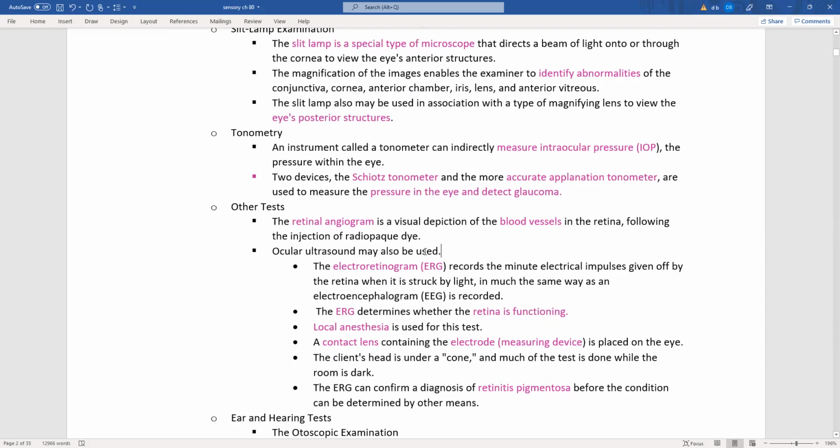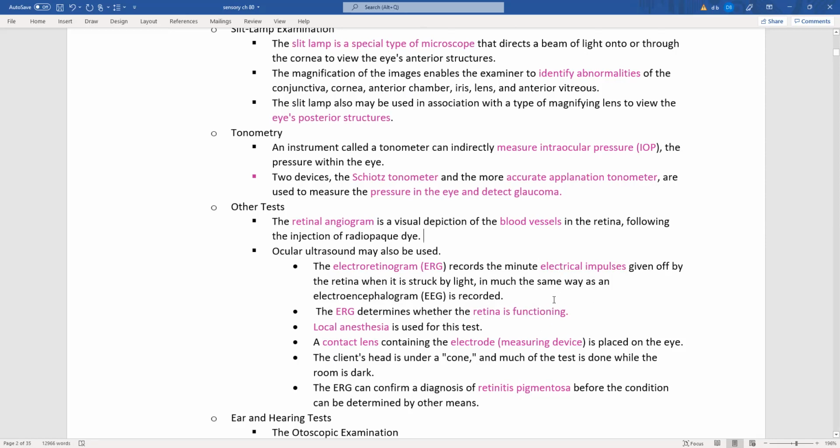Ocular ultrasounds may be used, right? And the ERG, which is the electroretinogram, records the electrical impulses. That's the key word, electrical impulses given off by the retina when it is struck by light, in much the same way as an electroencephalogram, EEG, is recorded, and that's about the brain. So the ERG, the electroretinogram, determines whether the retina is functioning. So it's just basically electrical impulses.